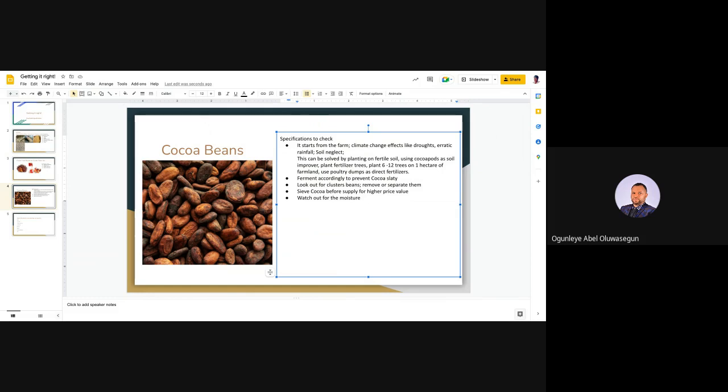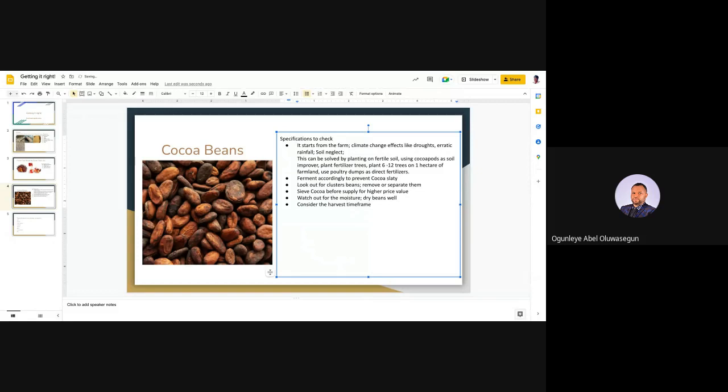Also, consider the right time for the harvest. Don't harvest when the rainfall is high. What am I saying? Consider the time frame when you want to harvest so that you know that the sun will definitely come out, and you dry, then you sell. What am I saying in essence?